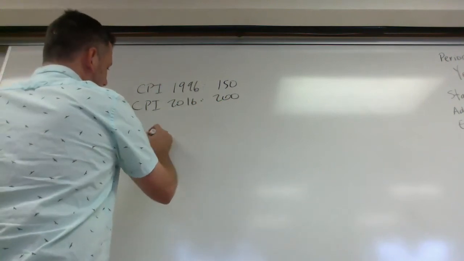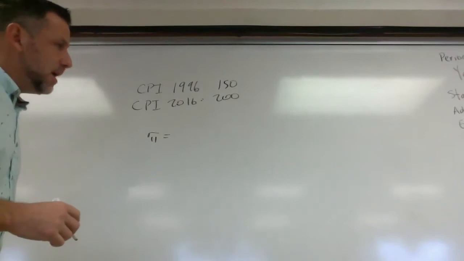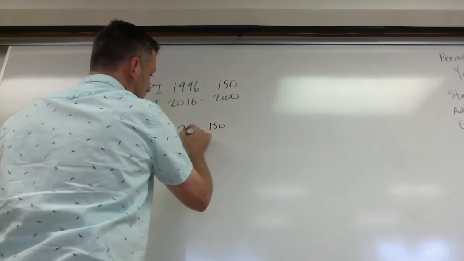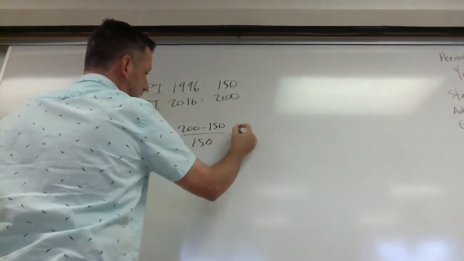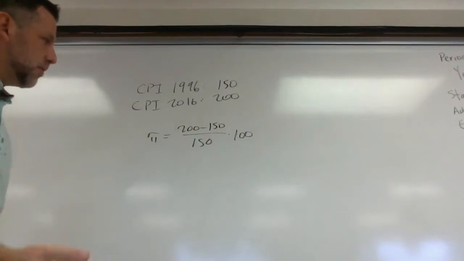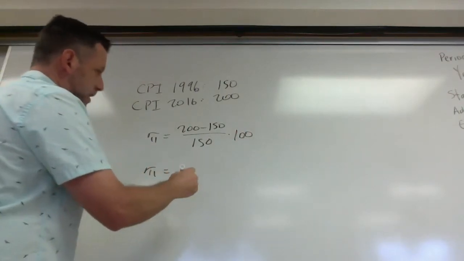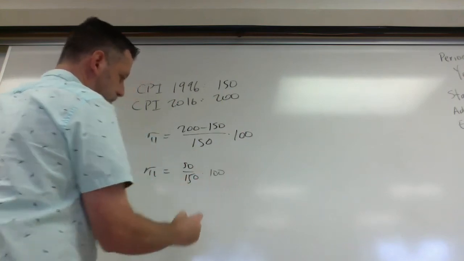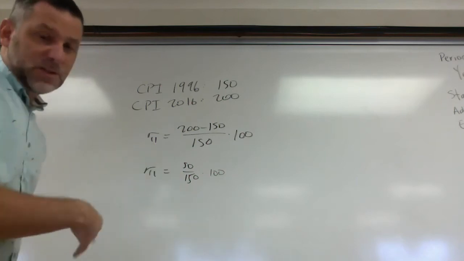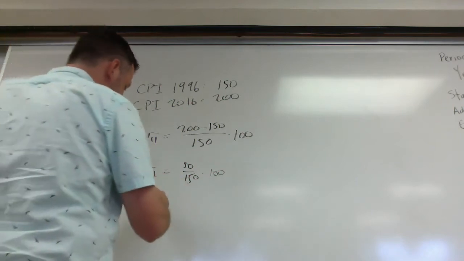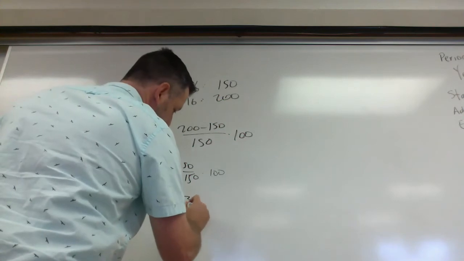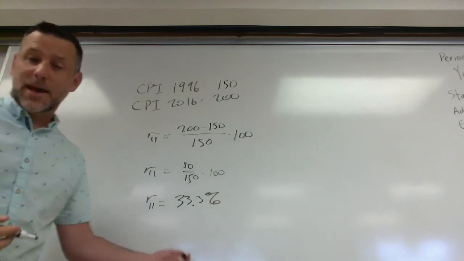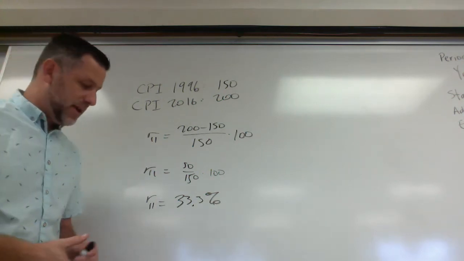So we would, again, have our rate of inflation, abbreviated I, equals new minus old over old times 100. So 200 minus 150 over the 150 times 100. And then we just go through and solve. Inflation equals 50 over 150 times 100. 50 over 150 is 1/3. 1/3 times 100 is 33. So our inflation rate would be 33.3%. So there you go. We plug our CPIs into that growth formula. That tells us our inflation rate as well.